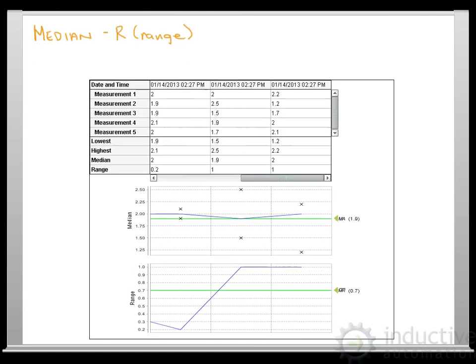Next control chart is called median. And usually tacked along with it is the range. This is very similar to the X bar R chart. Some things that are the same are we have samples for each column up here.